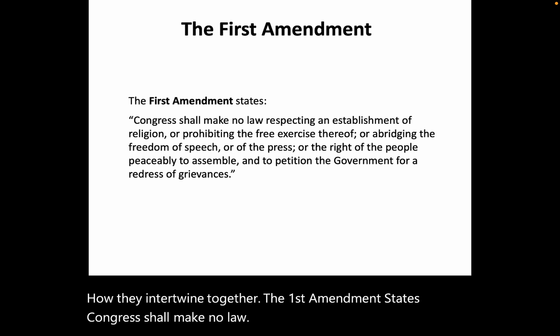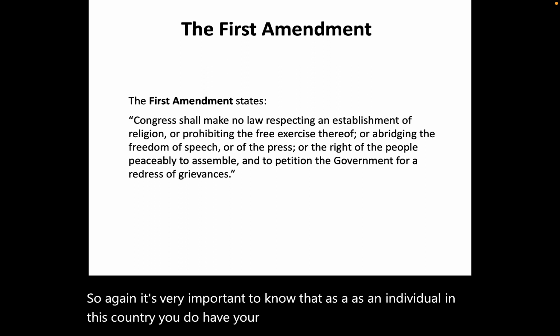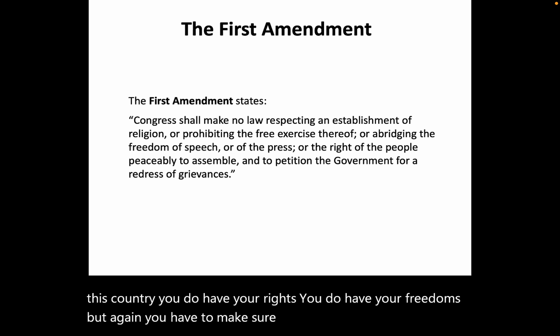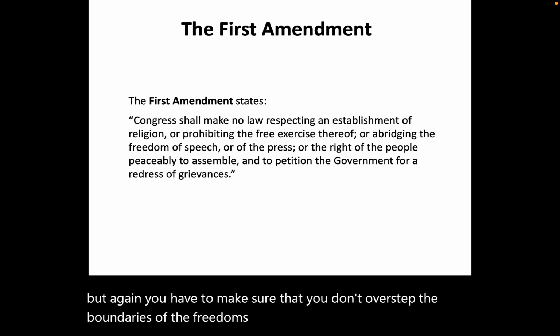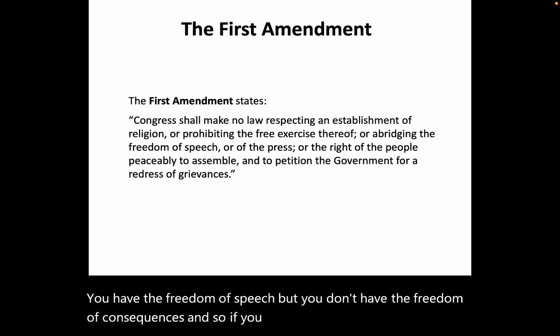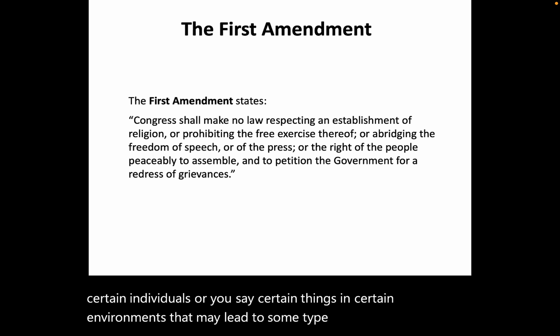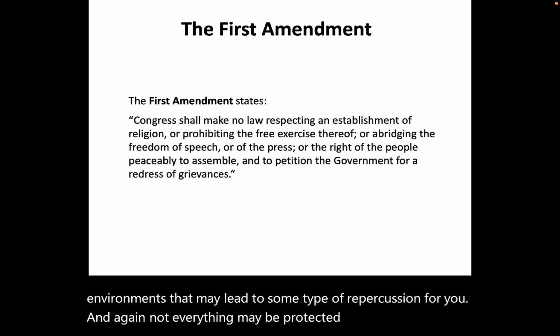Again, it's very important to know that as an individual in this country, you do have your rights. You do have your freedoms. But you have to make sure that you don't overstep the boundaries of the freedoms that you have. Again, with speech, you have the freedom of speech, but you don't have the freedom of consequences. If you say particular things to certain individuals, or you say certain things in certain environments, that may lead to some type of repercussions for you. And not everything may be protected by the First Amendment, even though you may believe so.